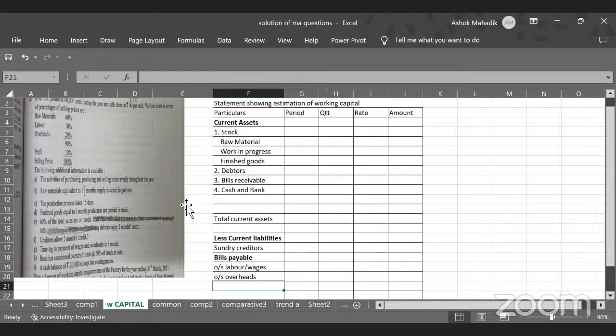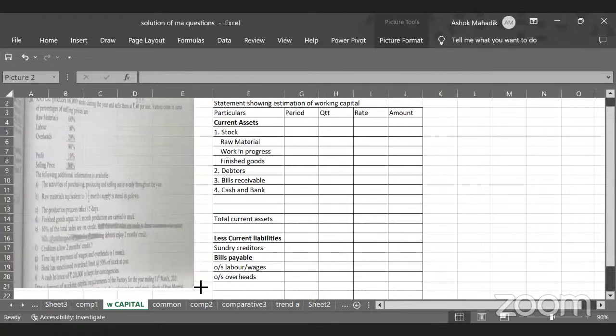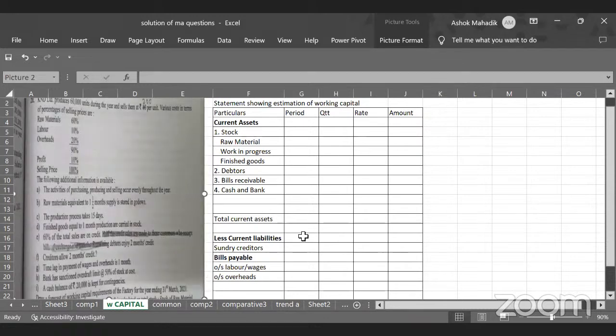Very simple. I'll repeat it again. Whenever you get a sum on working capital, what you will do first? Draw a format. Format is very simple. The particulars and 4 amount columns. First one will be for period, that is in months. Then quantity, rate, and amount.